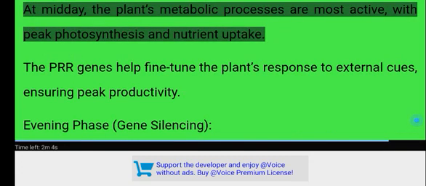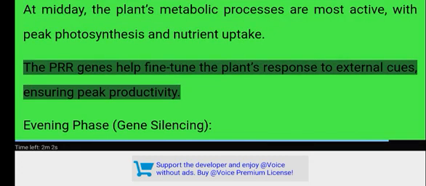Midday phase, peak of activity. At midday, the plant's metabolic processes are most active, with peak photosynthesis and nutrient uptake. The PRR genes help fine-tune the plant's response to external cues, ensuring peak productivity.